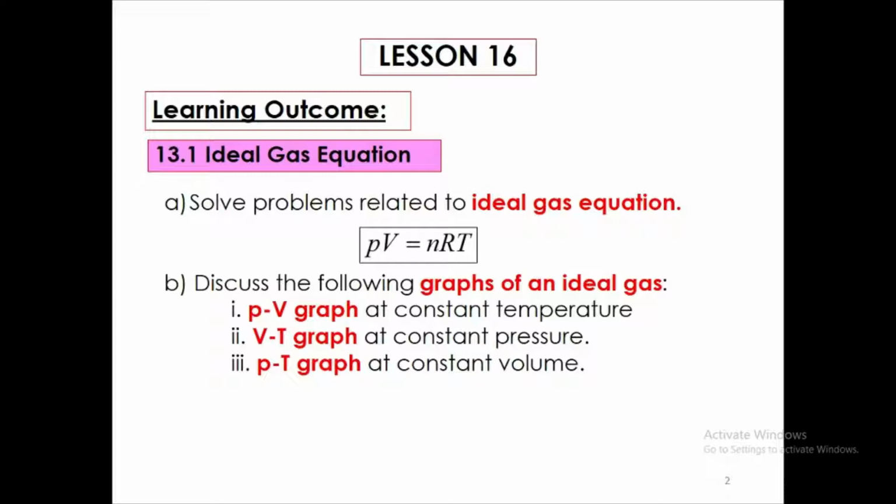while the second learning outcome is to discuss the following graphs of an ideal gas: the PV graph at a constant temperature, the VT graph at constant pressure, and then the pressure-temperature graph at a constant volume.